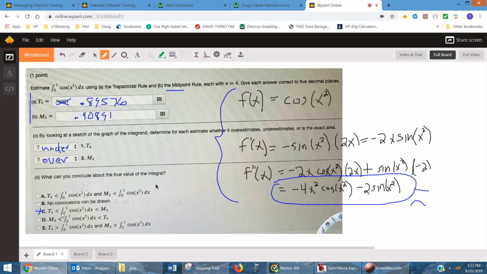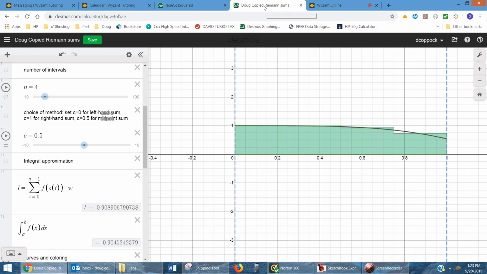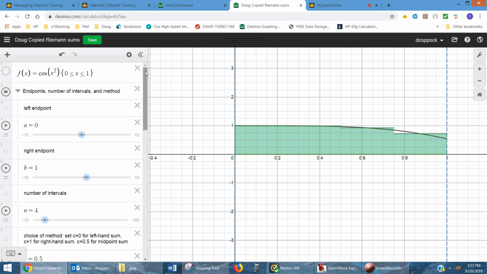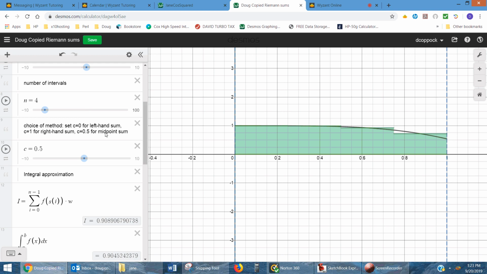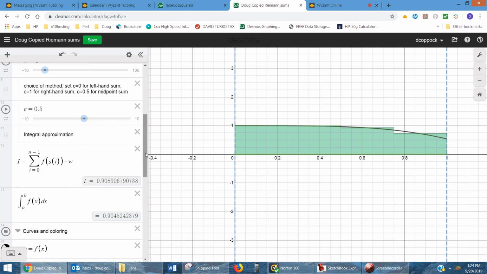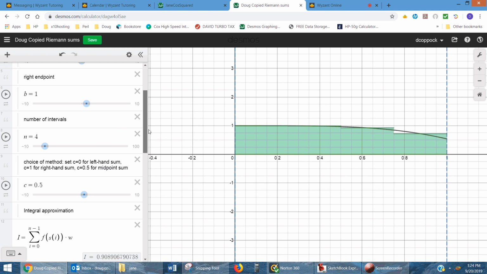Okay. So let's see. Is there anything else we needed to talk about? Oh, yeah. So I've got this Desmos graph that also does Riemann sums. It only uses either the left-hand sum, the right-hand sum, or the midpoint sum. And so here I've got it doing the midpoint sum, and it gives the same exact answer that I got when I calculated by the midpoint rule. And there's the definite integral. So I'm going to send you the URL to this Desmos graph.